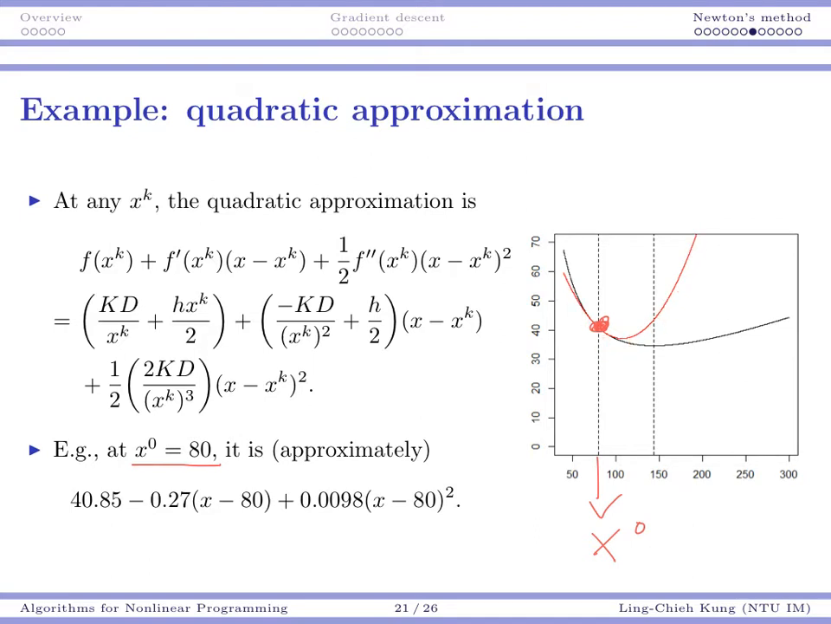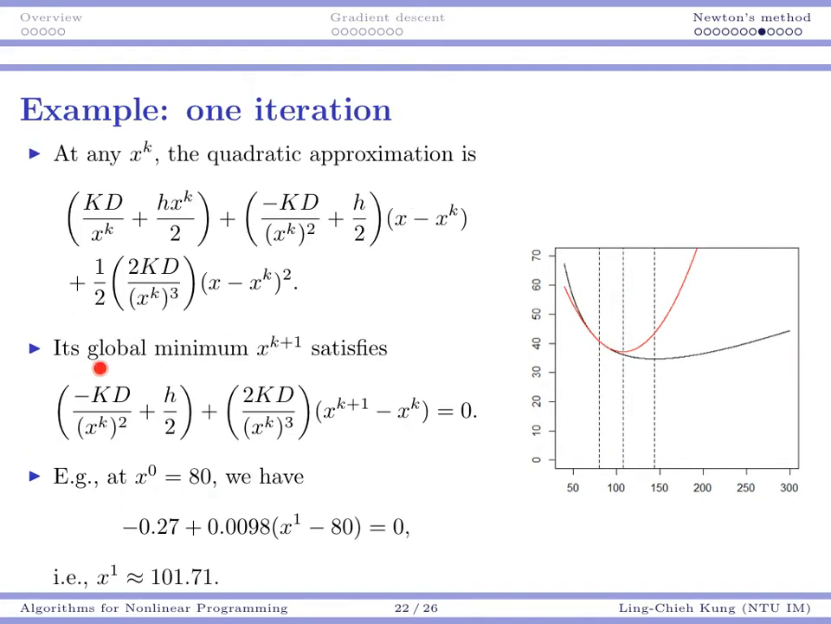Then our next step is to solve for the minimum point of this red curve. So I want to solve the global minimum xk plus 1 by satisfying this equation. Because I have all these numbers, I do know what this curve is. So I can do some first order condition, and find that my optimal solution here would be this one, x1. From x0, which is 80, I'm going to advance myself to x1, which is the solution of this equation, and that's around 101. And that's exactly this point.